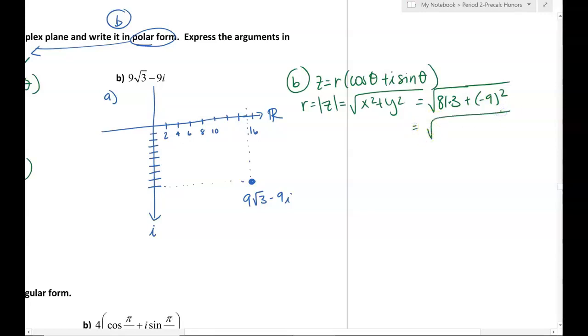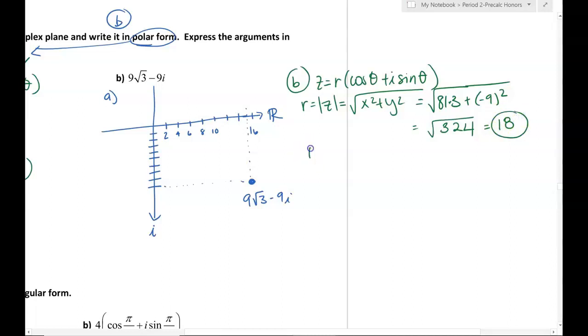81 times 3, and then plus 81. So under the radical, I have 324. So that's right now. I'm going to leave that right there. I don't want to do anything yet. Actually, let's go up. Let's simplify. Okay, that's a perfect number. I just want to make my square root a little bit. That's 18. All right, so now we can leave 18.